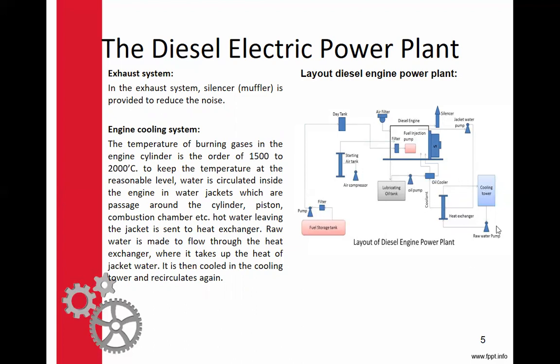Engine cooling. The temperature of the burning gas in the engine cylinder is of the order of 1,500 to 2,000 degrees C. So to keep the temperature at a reasonable level, water is circulated inside the engine in the water jacket, which has passages around the cylinder, piston, combustion chamber, etc. Hot water leaving the jacket is sent to the heat exchanger. Raw water is made to flow through the heat exchanger, where it takes up the heat of the jacket water. It is then cooled in the cooling tower and recirculated again. So that is the system.